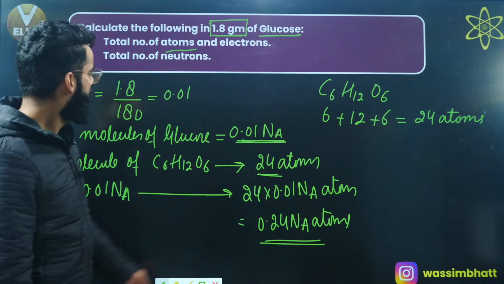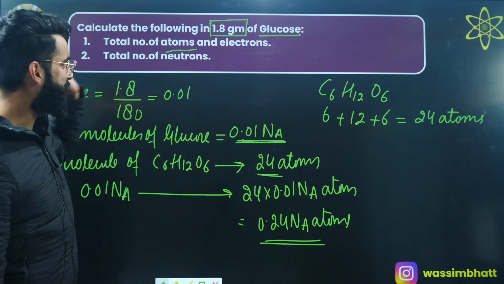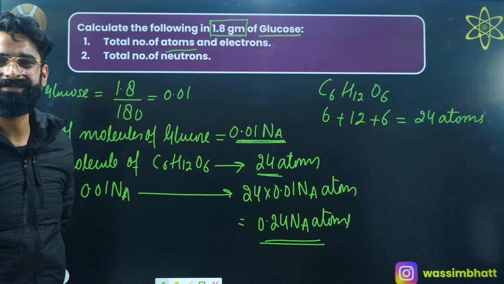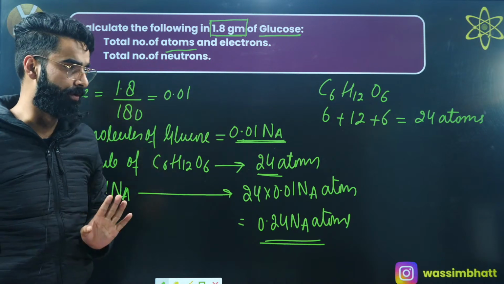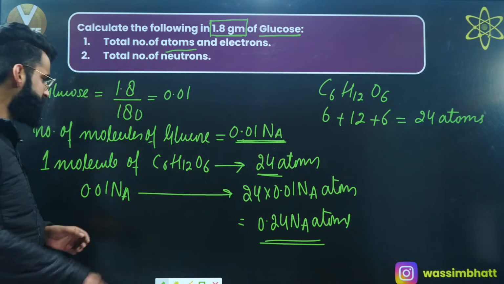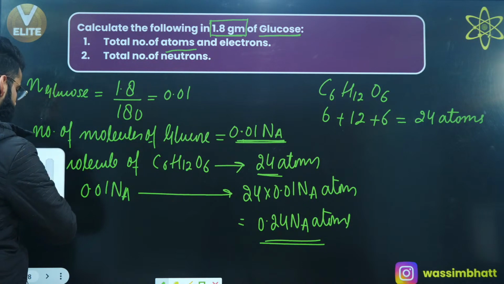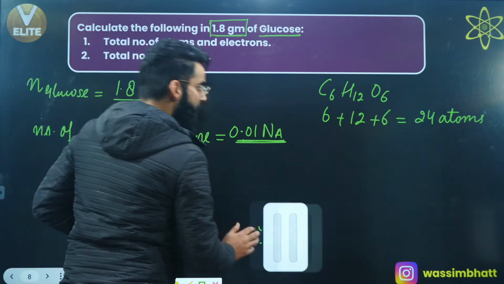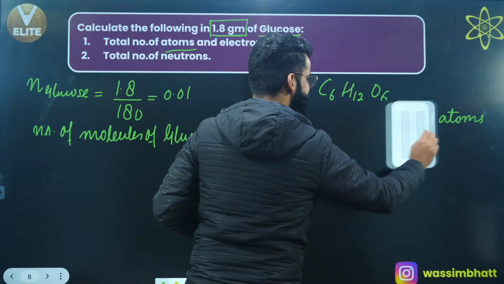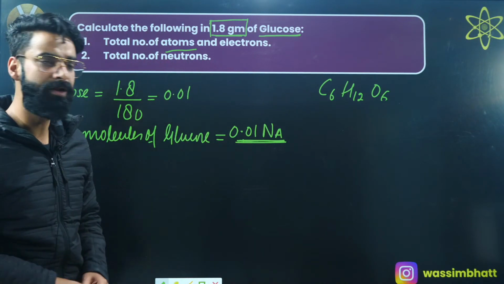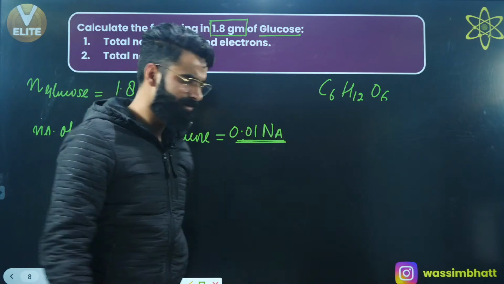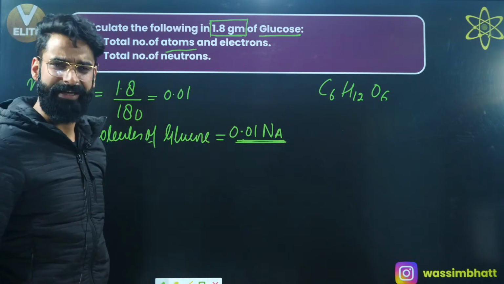Perfecto, wonderful. Okay, let's have a look at exactly how to calculate the electrons and neutrons. Electrons I'll calculate, neutrons you guys will be calculating on your own. Now, I'll be seeing exactly how many electrons there are in one molecule of glucose.